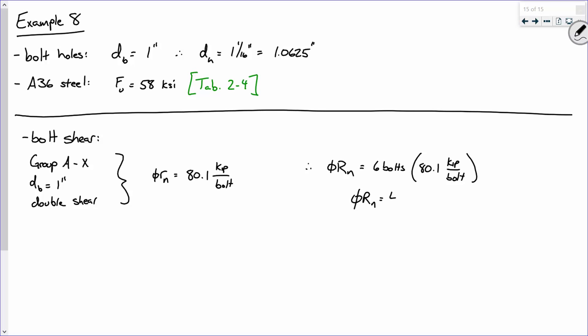480.6. See, that's not so bad, is it? Yes, sir. So that would be the available shear strength.